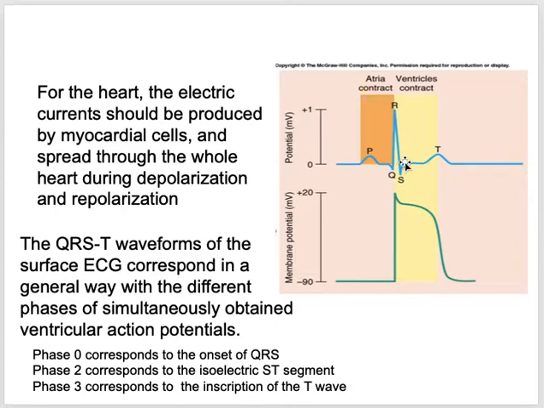The P wave is formed due to atrial depolarization, whereas the QRS complex is formed due to ventricular depolarization. The T wave is formed due to ventricular repolarization. Of course, if the atria depolarize, they must repolarize as well, but that wave is buried within the QRS complex, so it cannot be seen on the ECG.